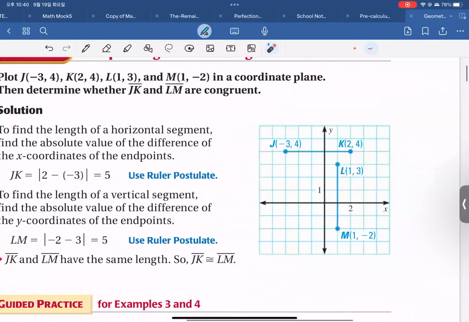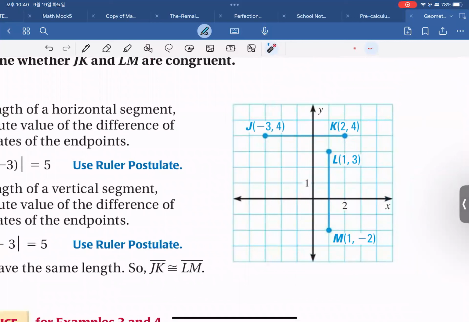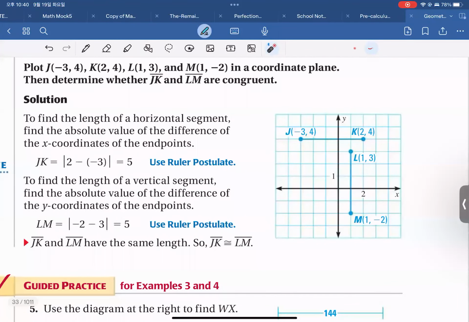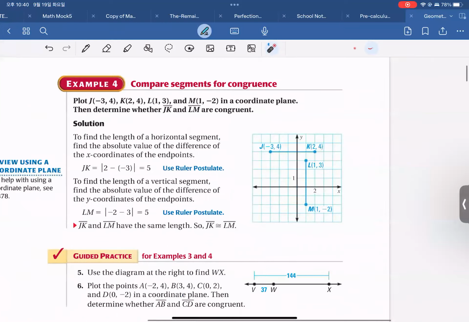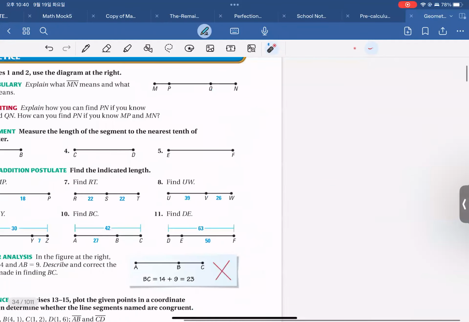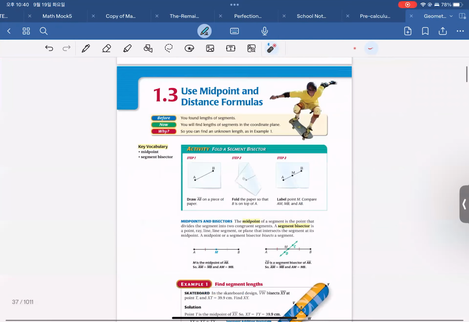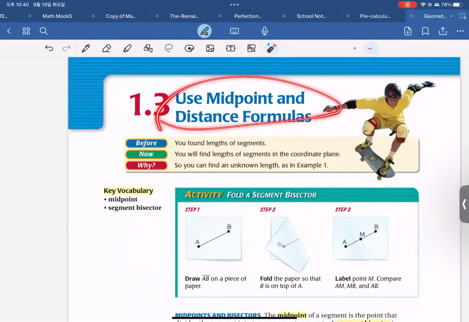Let's look at here. Because the 1 is the same, you can apply the same knowledge. 1, 2, 3, 4, 5. So because both lengths are 5 at the end, you can say that they have the same length, or are congruent in fancier terms. And that's really it for this section. You can just try these example problems by yourself. But let's move on to 1.3, using midpoint and distance formulas.